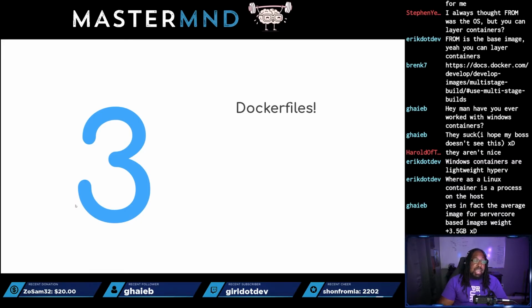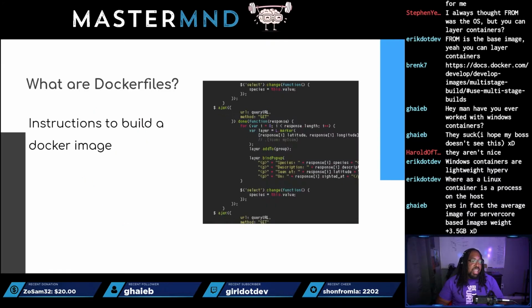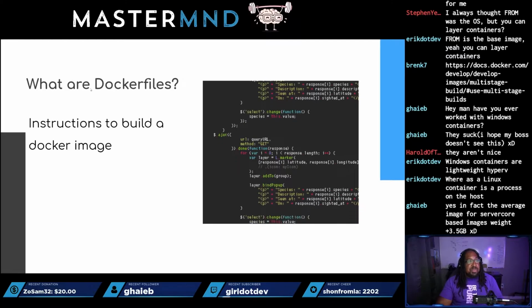Oh my, the average image for server core based images, 3.5 gigs. That's wild. It makes me uncomfortable. Whenever I even get to images where the image is a gig, I'm like, ooh, this is painful. I feel icky just reading that, to be 100% honest.